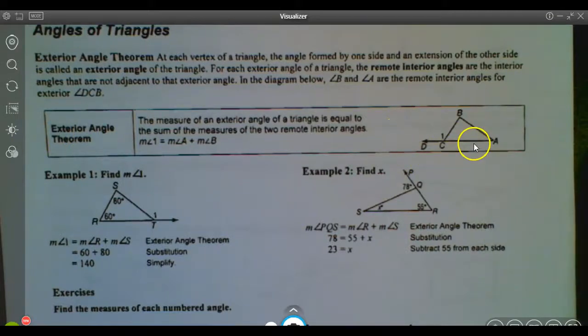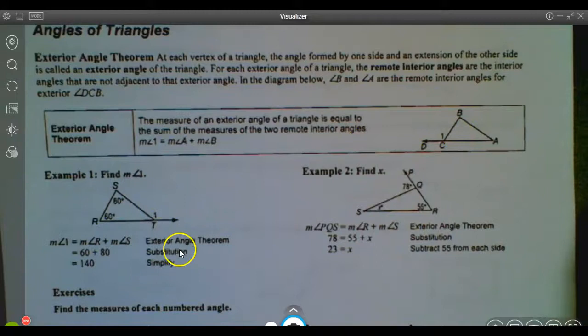So as I look at this drawing right here, you guys see these three, that one, and that one. Those are the three interior angles. They are inside the triangle. Angle 1 is what we call an exterior angle because it is outside the triangle. So here's what the exterior angle theorem says. It says that the exterior angle is equal to the sum of the two remote interior angles. In other words, if this is my exterior angle, it would equal the sum of the two angles that it is not connected to, like A and B, right? And so that's our exterior angle theorem.